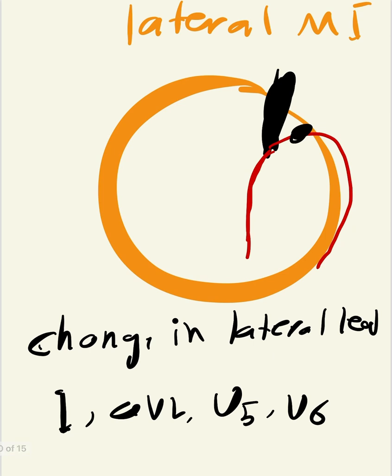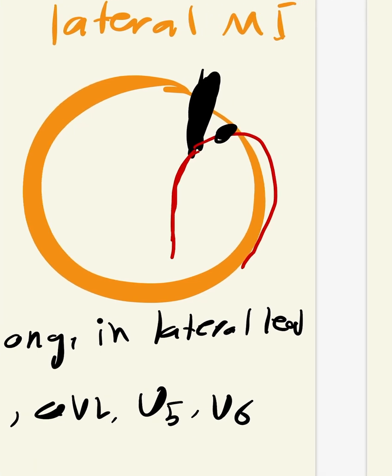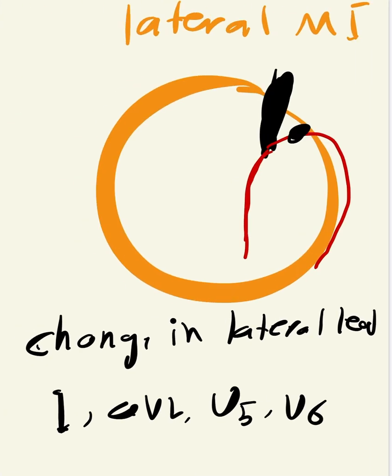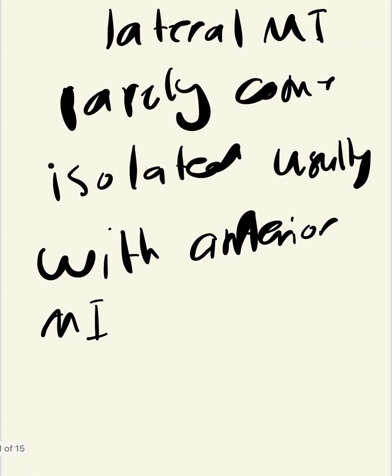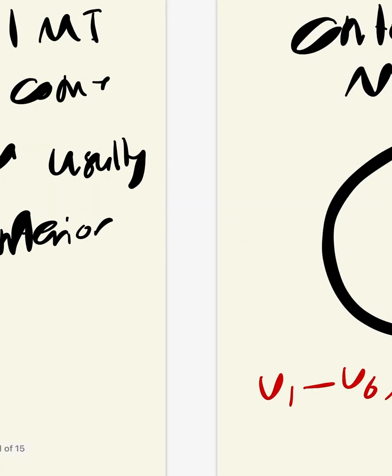Lateral wall MI, there is occlusion in the left circumflex artery. Lateral area is read by lead 2, AVL, V5, V6. So lateral wall MI shows STEMI or non-STEMI change in the lateral lead, because of occlusion of the left circumflex artery. Lateral wall unlikely comes isolated، يعني ما تجي وحدها عادة أو always. It comes with the anterior MI. So it's called anterolateral MI.